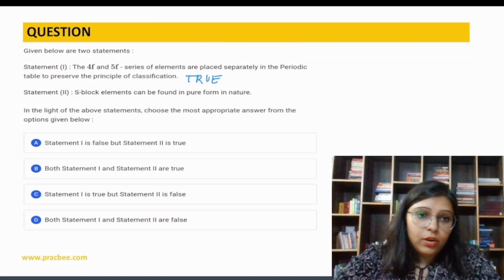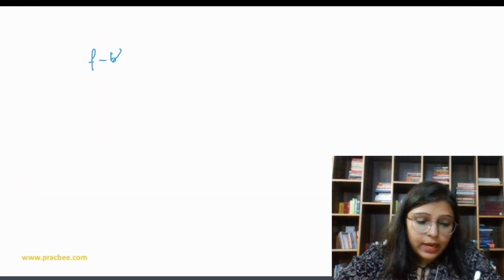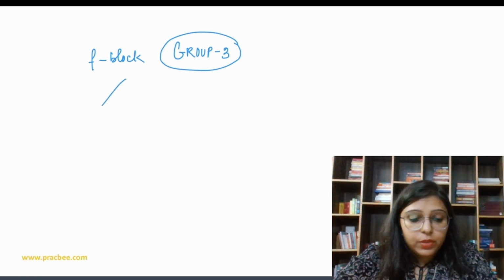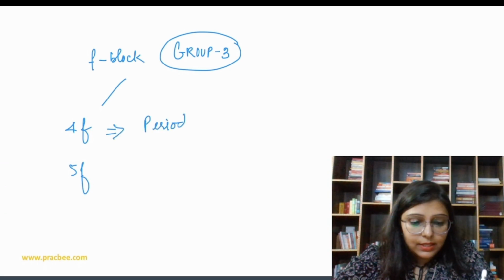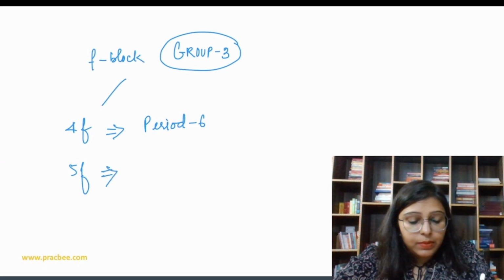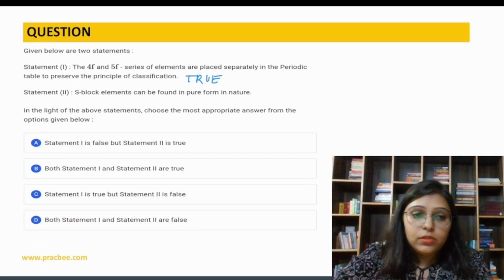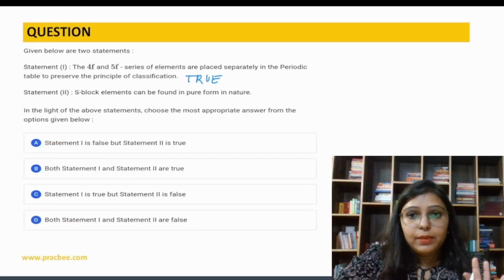So in f block elements, right, we have group 3. F block elements belong to group 3. So group 3 is divided into 4f and 5f series. 4f series elements belong to period number 6, and 5f series elements belong to period number 7, right? So they have different properties, so they are placed separately.